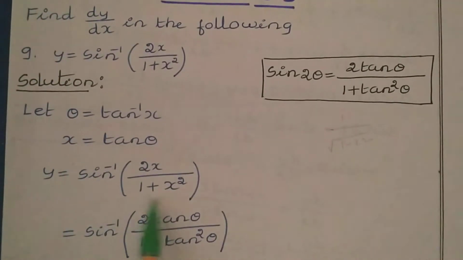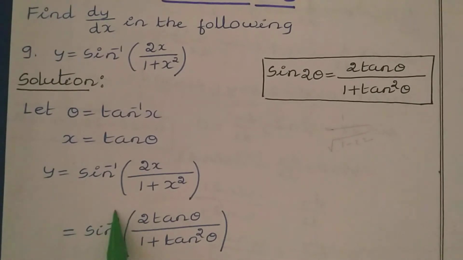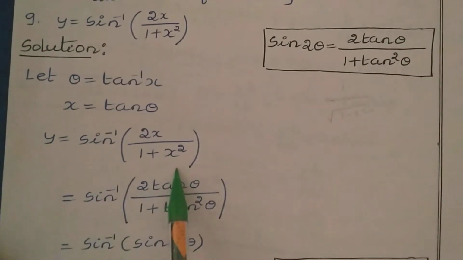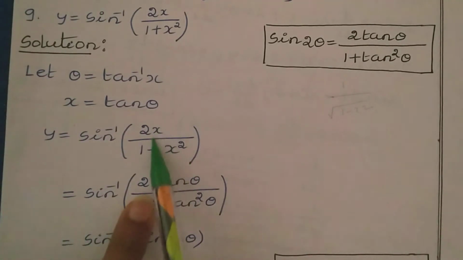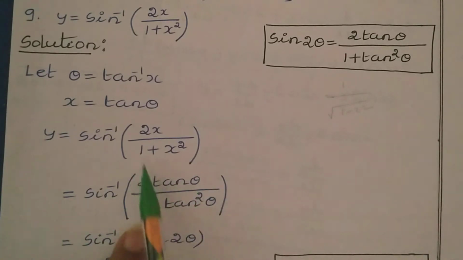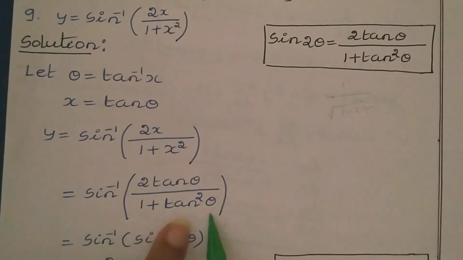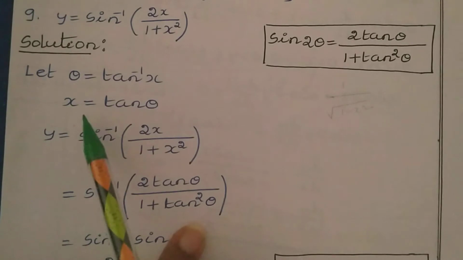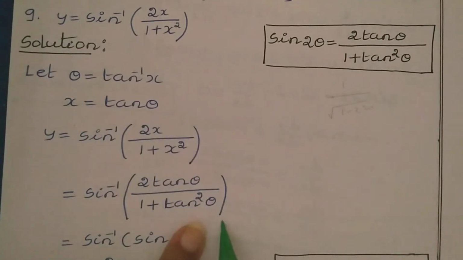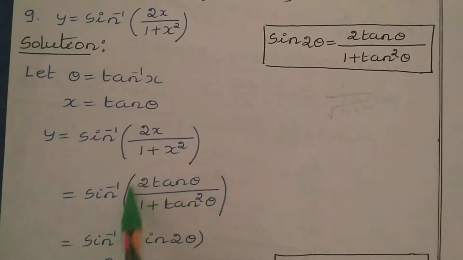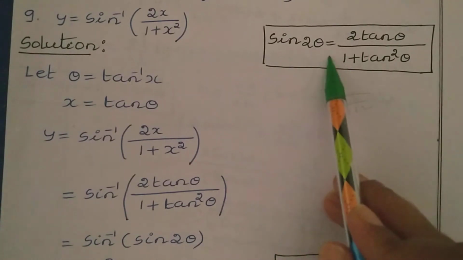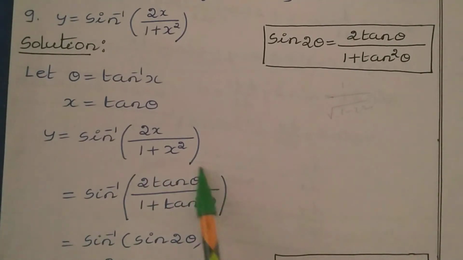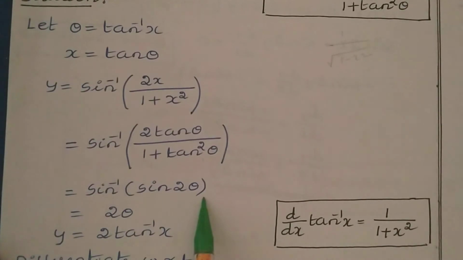The given problem is y is equal to sine inverse of 2x divided by 1 plus x square. So this is equal to sine inverse of 2 tan theta divided by 1 plus x square, that is tan square theta, because here we have taken x as tan theta. 2 tan theta divided by 1 plus tan square theta, for that we have this trigonometric identity which is equivalent to sine 2 theta. So replace this entire thing by sine 2 theta.